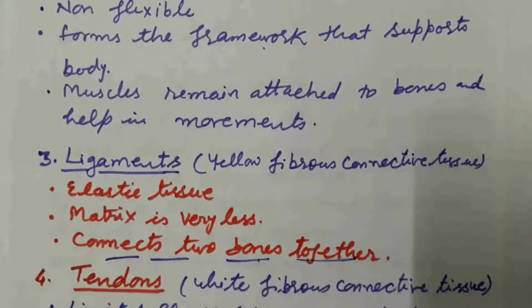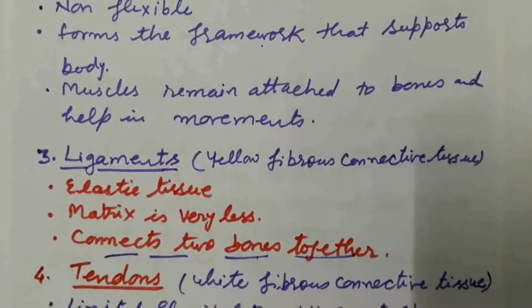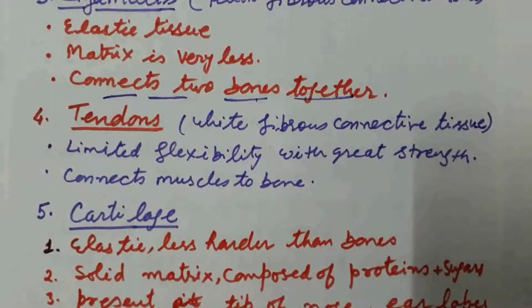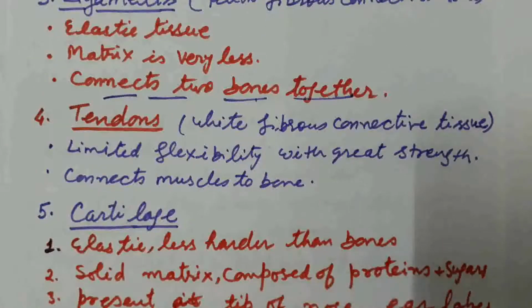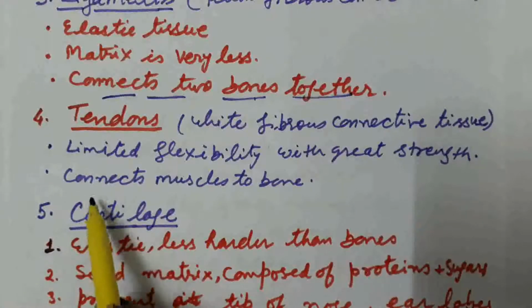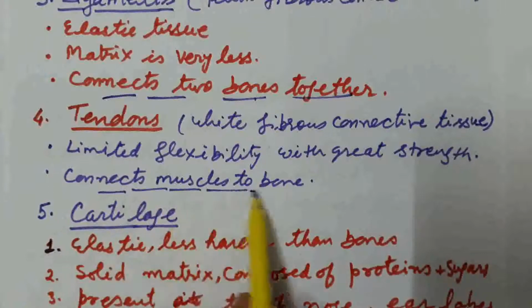Next type of connective tissue is tendons. It is known as the white fibrous connective tissue because white collagen fibers are present in the matrix of the tendons. Tendons are having limited flexibility with great strength. And what is their function? Very, very important. They connect muscles to bone.